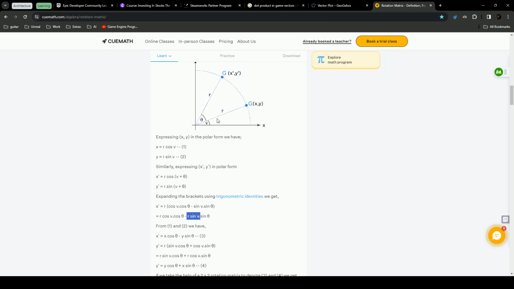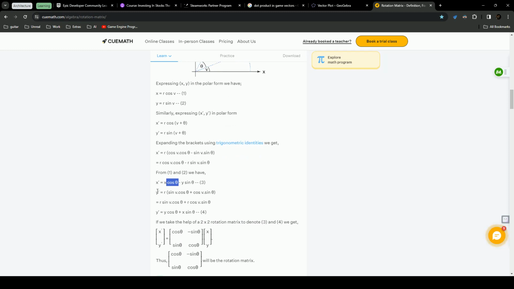So if we want to rotate some vector by some certain degree, what we do is x multiplied by cos of that degree, minus y multiplied by sine theta, that degree. Similarly, when we look for the y dash, we will open this.